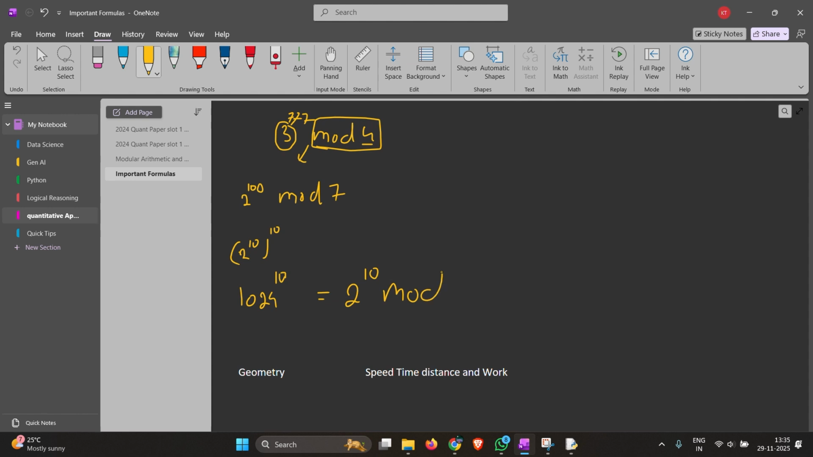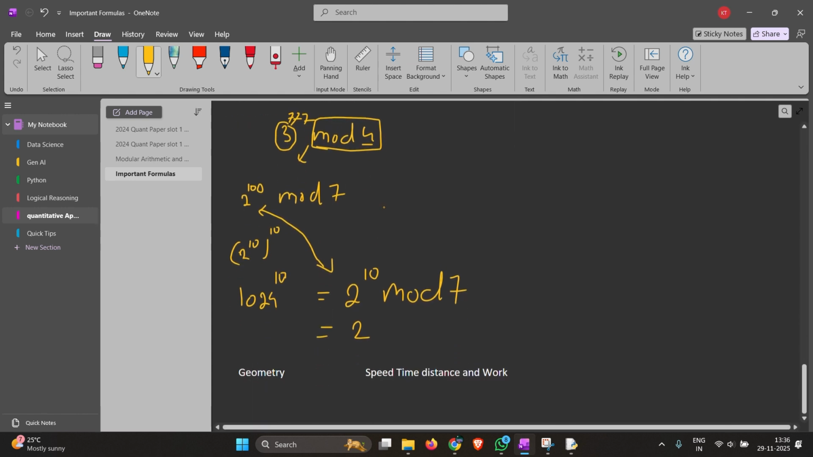And then you just keep the mod 7 as is. So 2 raised to 100 mod 7 is exactly equal to 2 raised to 10 mod 7. And again, we know that 2 raised to 10 mod 7 was 2. We just saw that. So the answer would be 2. So this is the most important trick. So not even a formula, but a way to solve the mod type questions.